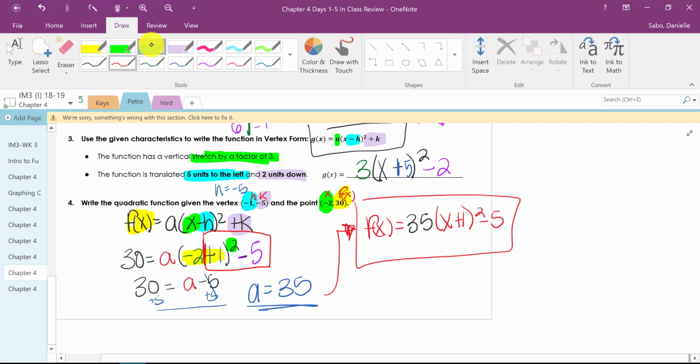And again, knowing you can always check it. This is in vertex form. So this should be my vertex, negative 1, negative 5. And if you take a look here, that's what it was.